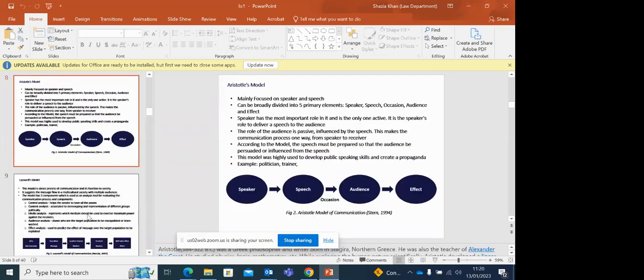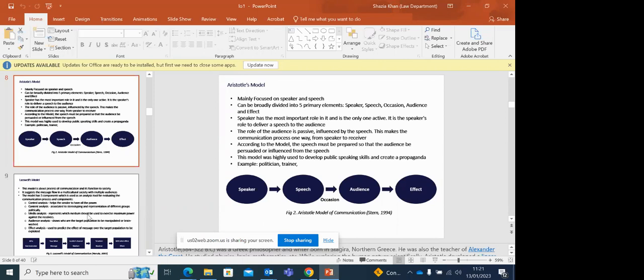So the first one is Aristotle's model, and this mainly focused on speaker and speech. It can be broadly divided into 5 primary elements: the speaker, the speech, the occasion, the audience, and the effect of it. The speaker has the most important role in it and is the only one active in Aristotle's model. It is the speaker's role to deliver the speech to the audience.